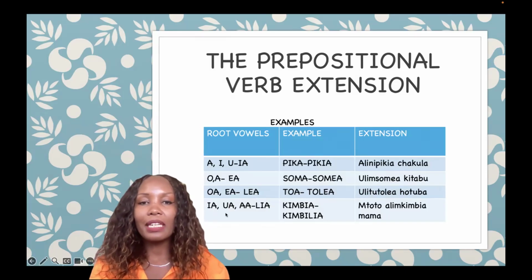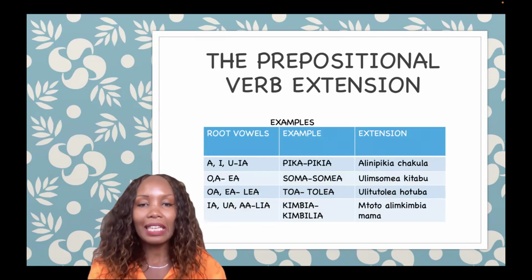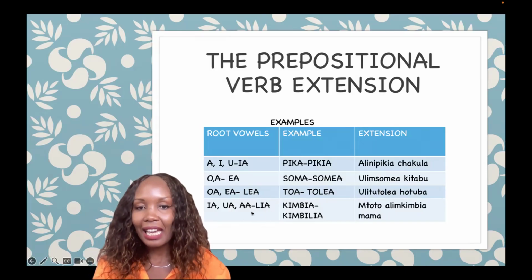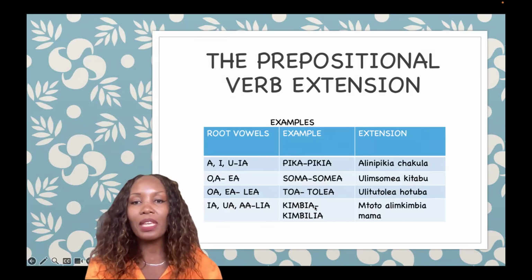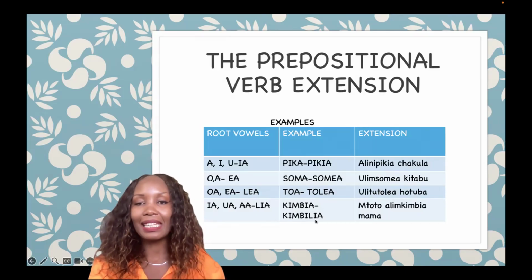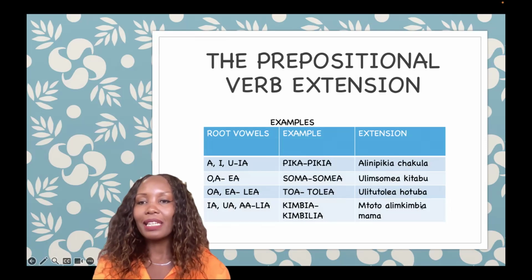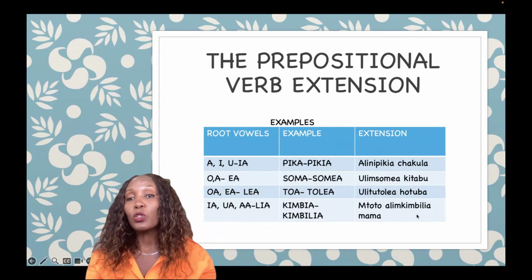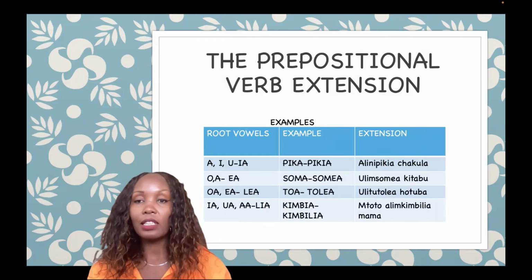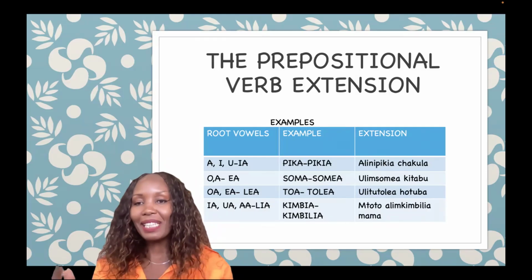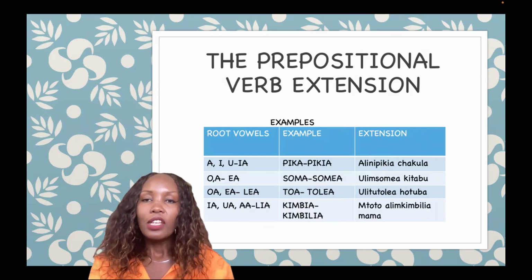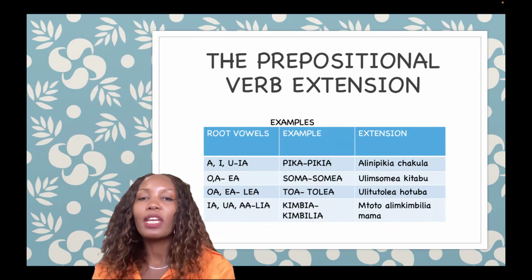Now, if your root verb has a double vowel, ia, ua, or aa, your verb ending will be lia. So, an example, kimbia, we have kimbilia. Mtoto alimkimbilia mama. If you say mtoto alimkimbia mama, it means the child ran away from the mother. But kimbilia, it's ran to or ran because. Okay, ran for. So, not a direct translation from the English, but you get the point.